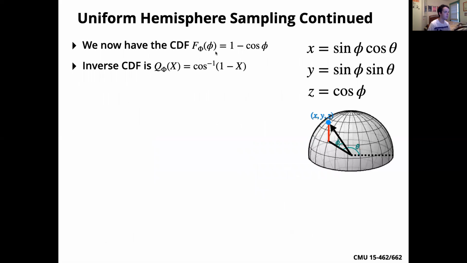Okay, so now we have the CDF. Then we can get the inverse CDF. So this is a little weird. We have to compute an inverse cosine, which kind of stinks. But, doable.